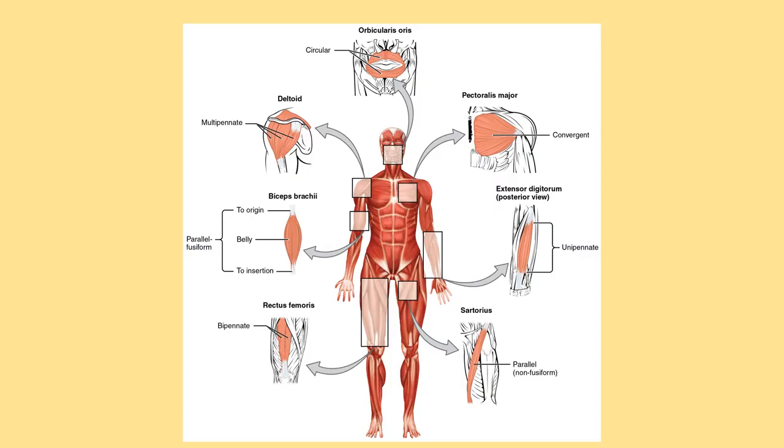As you can see on this diagram here, you have the different types of examples, like circular. Here's a multipinnate. Here's parallel, which is also fusiform because it's thicker in the middle but comes to a single point. Bipinnate, parallel over here, etc. Sometimes the name of the muscle will have the descriptive term as well.